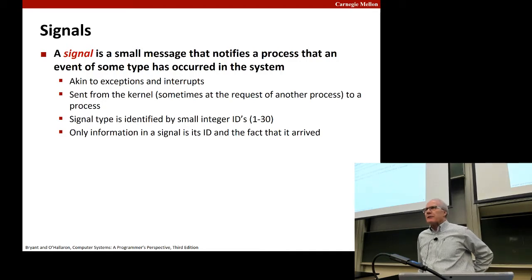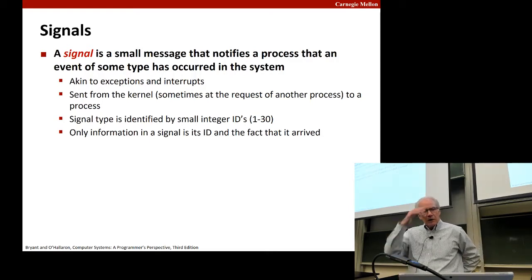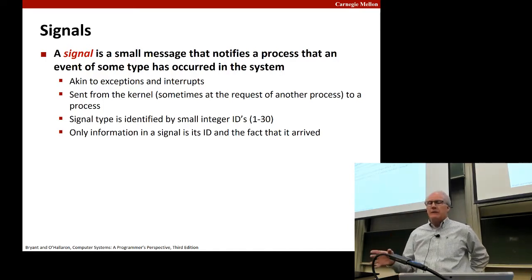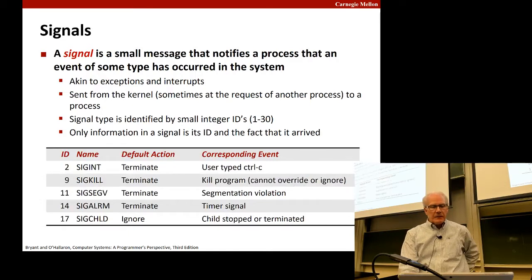And there are different types of signals. There's a small range of integers that identify possible signal types. The only thing the receiving process knows is that it got a signal of a certain ID. It doesn't know where it came from. There's no extra information with it. As I mentioned, there's a range of about 30 different signals, and you can find that list in various places, including the book.